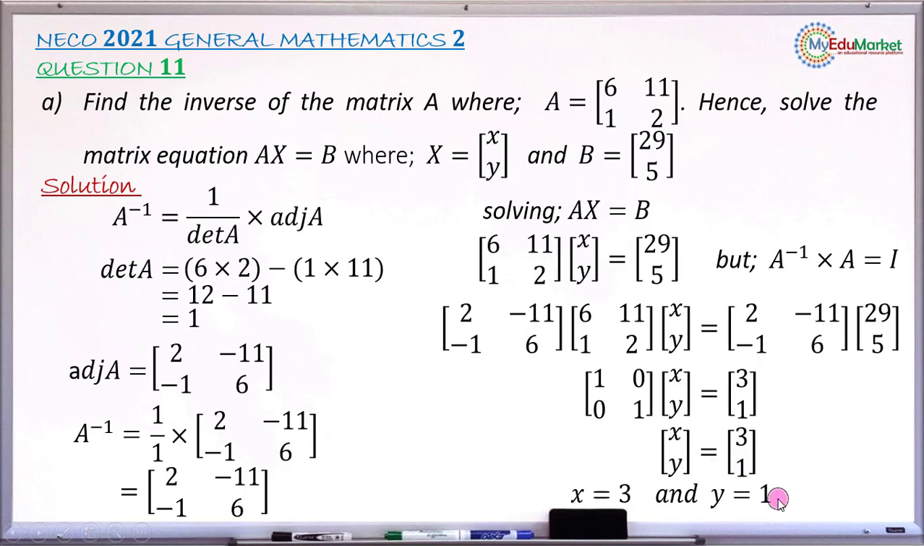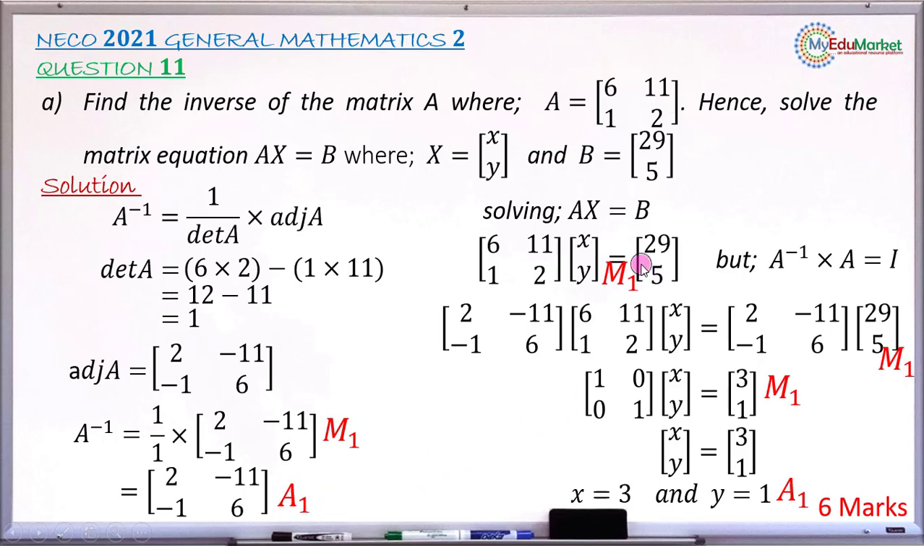And that answered the question. Let me just share with you quickly the mark distribution for this question as it is there in the marking scheme. The very first mark is method 1 mark, and this method 1 mark, you have it when you now substituted correctly the determinant and the adjoint matrix in this formula for finding A inverse. If that is done correctly, you have this method 1 mark. And you now have the matrix for A inverse exactly as this matrix, 2 and minus 11 in the first row, minus 1 and 6 in the second row. You have this accuracy 1 mark.